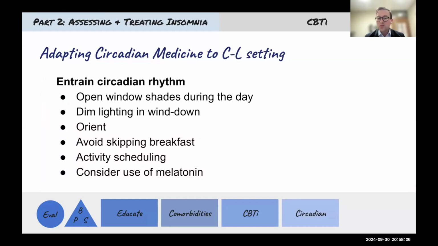Circadian approaches can also be modified to the hospital setting. And we think about training our circadian rhythms to optimize our 24-hour cycles within the hospital. And there are various ways that we could do this, including opening window shades during the day, having dim lighting in the rooms prior to wind down, orienting the patients, avoiding skipping meals, which helps entrain our circadian rhythms, being thoughtful about activity scheduling and considering the use of melatonin.